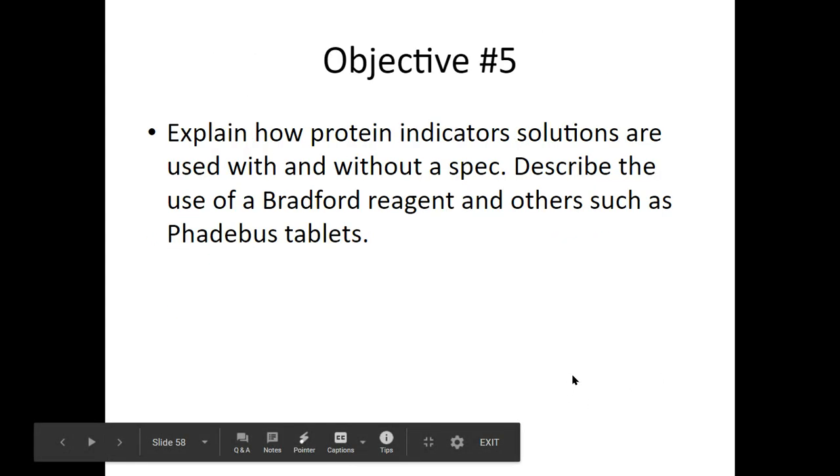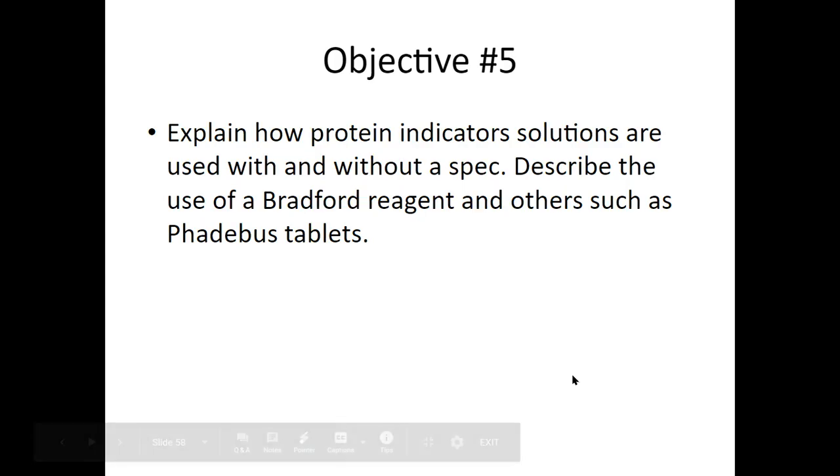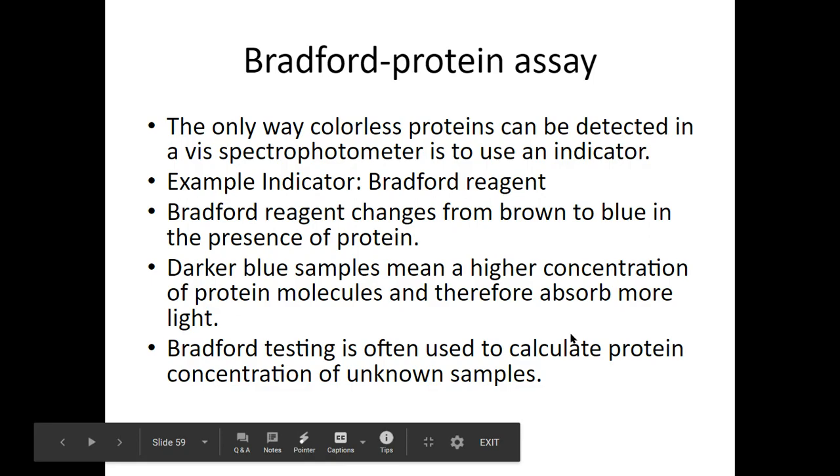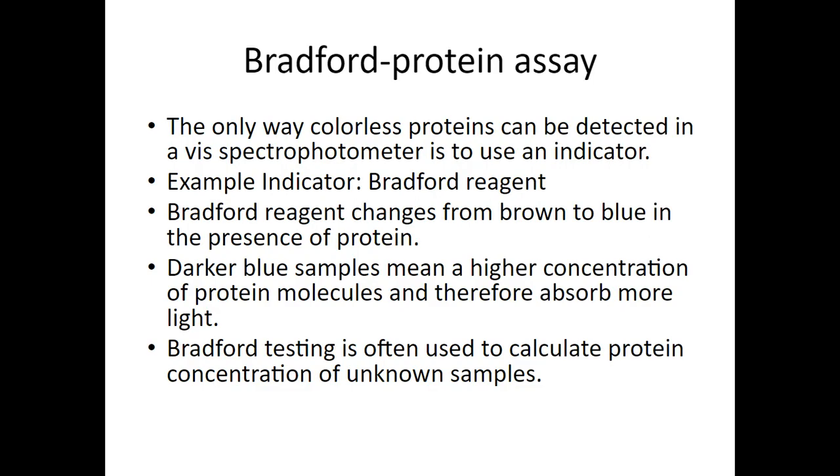How are protein indicator solutions used with and without a spec? Describe the use of a Bradford reagent and others such as Fadibus tablets. Bradford is sort of the standard, the go-to protein indicator. It's a way to make colorless proteins have color. The only way colorless proteins can be detected in a vis spectrophotometer is to use an indicator. So Bradford reagent changes from brown to blue in the presence of protein. The darker blue samples mean a higher concentration of protein molecules and therefore absorb more light. Bradford testing is often used to calculate protein concentration in unknown samples.